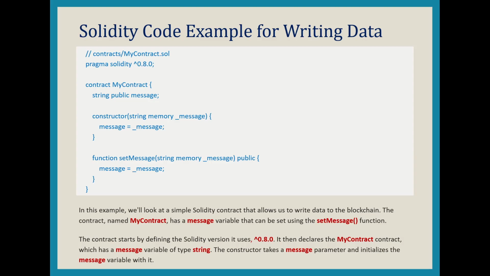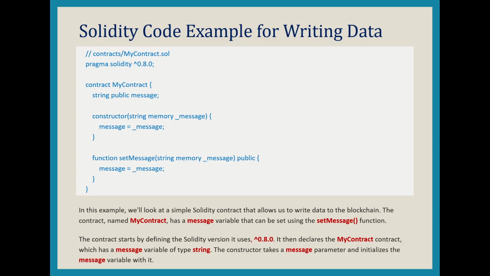The function is where it gets different. We're defining a function called setMessage. Okay, so function setMessage(string memory _message). This declares a public function that takes one parameter, _message, which is a string stored in memory, and the statement message = _message updates the message state variable with the new value provided by _message. Here you are writing data, right?